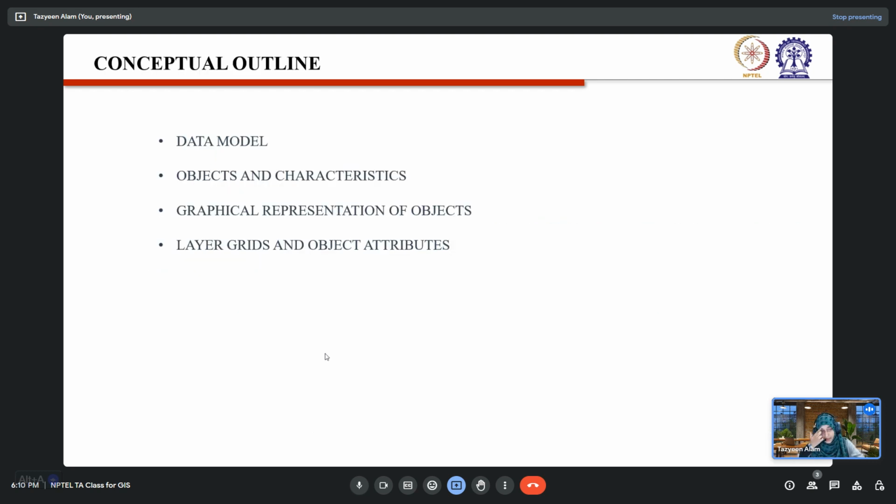So let us understand the outline of today's short session that we have. We will be starting with a more in-depth knowledge of data models. We will try to understand objects and their characteristics, and we will be talking about the graphical representation of these objects, followed by layer grids and object attributes. Some of these basic outlines have already been introduced to you in the previous lecture, but we will be talking more in depth in today's session.